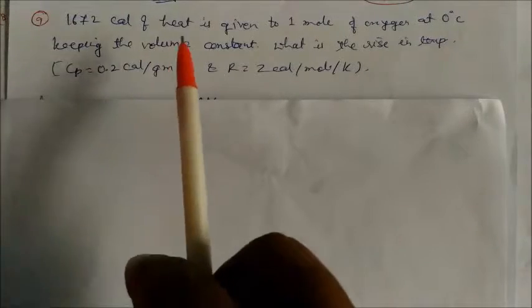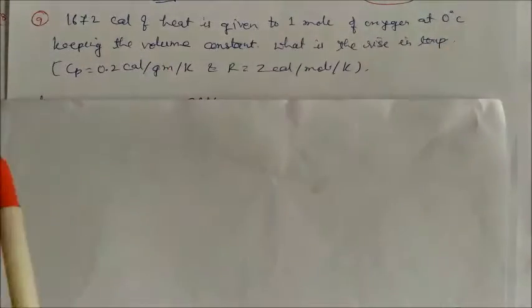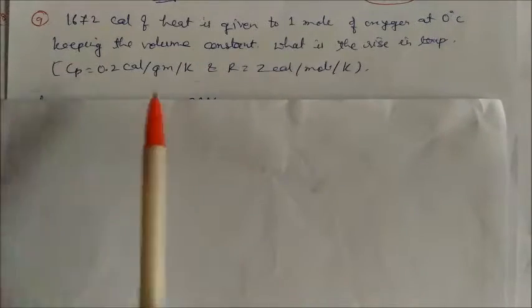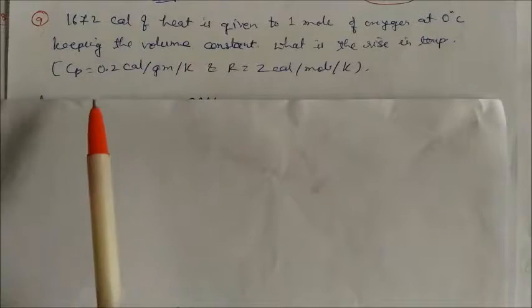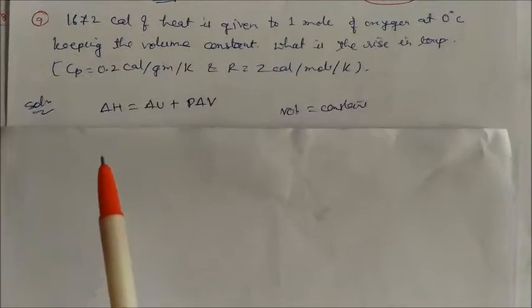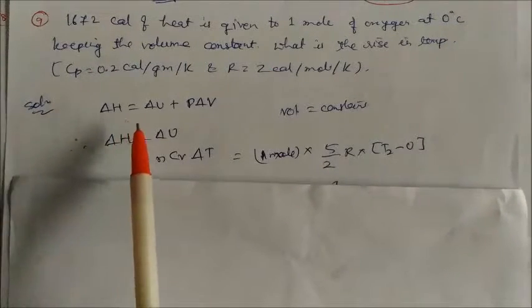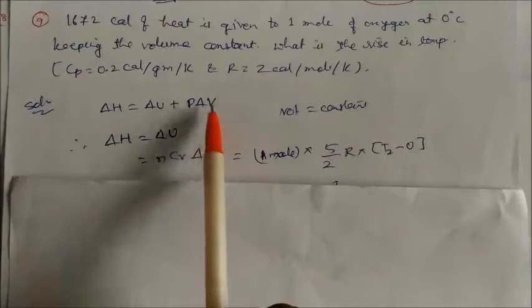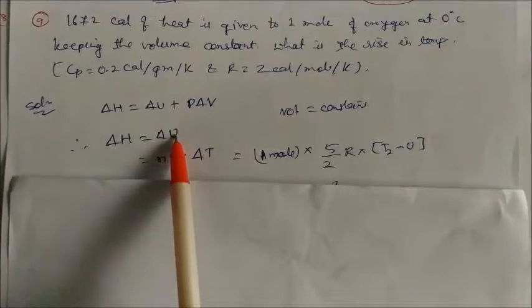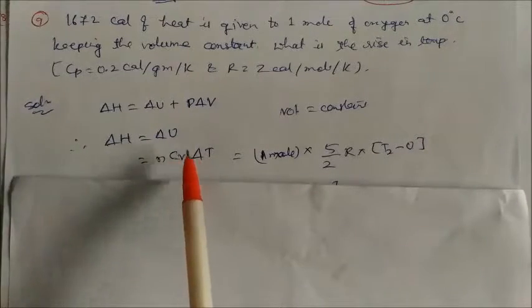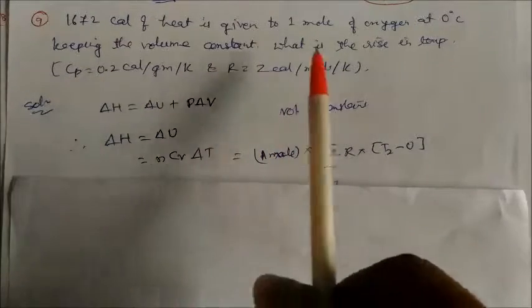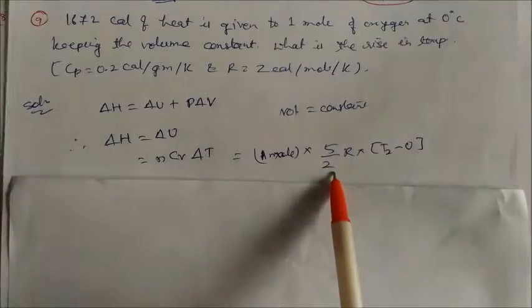1672 calories of heat is given to 1 mole of oxygen at 0 degrees centigrade, keeping the volume constant. What is the rise in temperature of this gas? Cp is given this much, R is given this much. Again ΔH is equal to ΔU plus PΔV. If the volume is constant, this becomes 0. So ΔH is equal to ΔU, and ΔU is CvΔT. N is 1 mole, and Cv is 5 by 2R for oxygen, a diatomic gas.